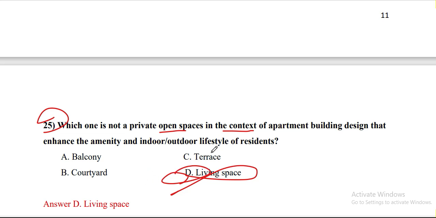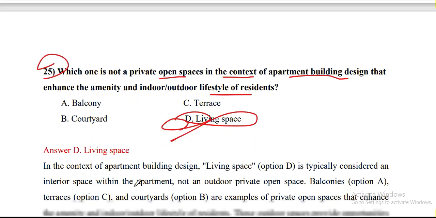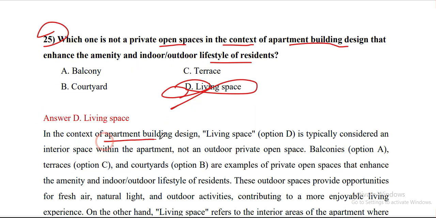Living space. In the context of apartment building design, living space, option D, is typically considered an interior space within the apartment, not an outdoor private open space. Balcony, option A, terrace, option C, and courtyard, option B, are examples of private open spaces that enhance the amenity and indoor or outdoor lifestyles of the residents.